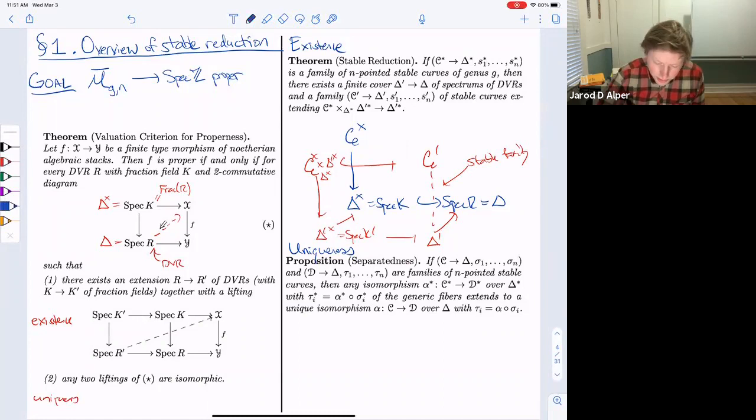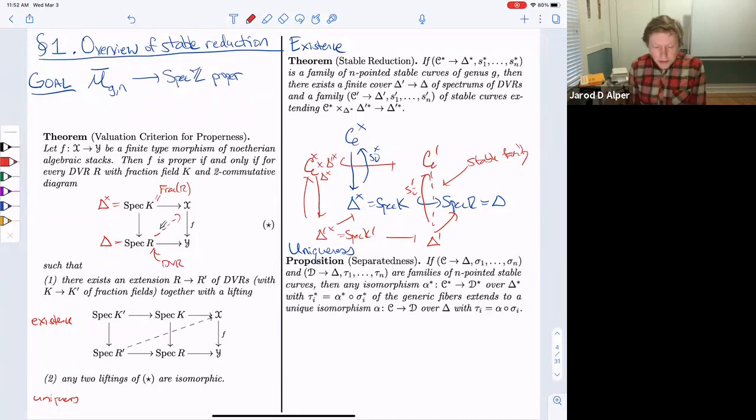And of course, if you have sections here, just to understand the notation, suppose I have sections S_i star, I then want to find sections S_i prime of this family, such that the two intersections agree. All right, that's what we need to prove.